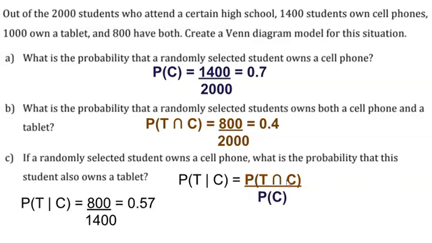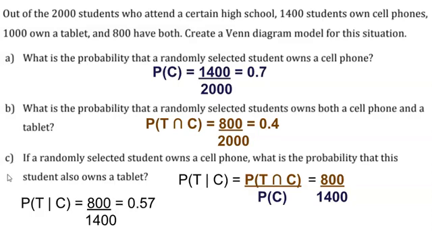So the probability of T and C divided by the probability of C is 800 over 2,000 divided by 1,400 over 2,000. When dividing fractions, we need to change the sign to multiplication and flip our second value. Once we multiply, we have 800 over 1,400, which is equivalent to what we had already calculated.